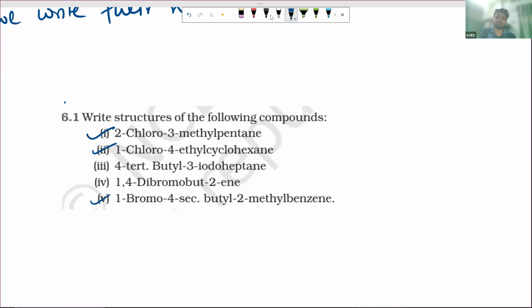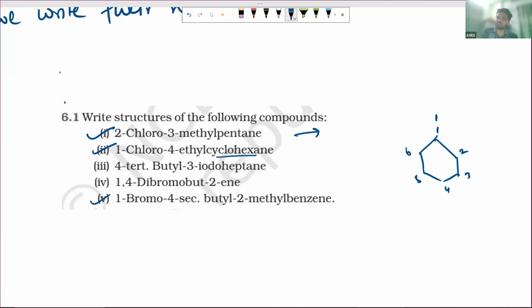What's the formula for this one? You have done only the first one. Sir, actually, I'm doing the second one. Okay. So 1-chloro-4-ethylcyclohexane. The main chain is cyclohexane, so first you have to draw the cyclohexane. This is the cyclohexane. And number this one: 1, 2, 3, 4, 5, 6.